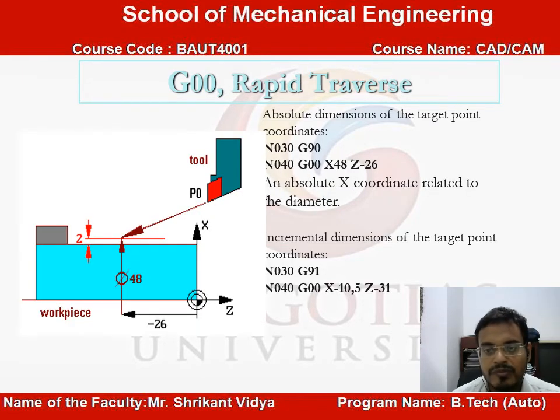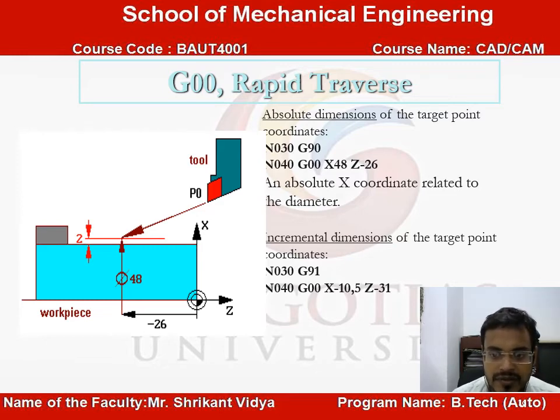This is an example of G00 rapid traverse. Absolute dimension of the target point coordinates: in block N003, G90 is the absolute dimension. By adding the code G90 it becomes absolute, and G91 is incremental dimension. So block number, then G90, then G00 rapid movement of the tool in air, X48 Z-26. If you write a G00 command, the tool will move only in air to X48 Z-26. The absolute X coordinate is a diameter value.